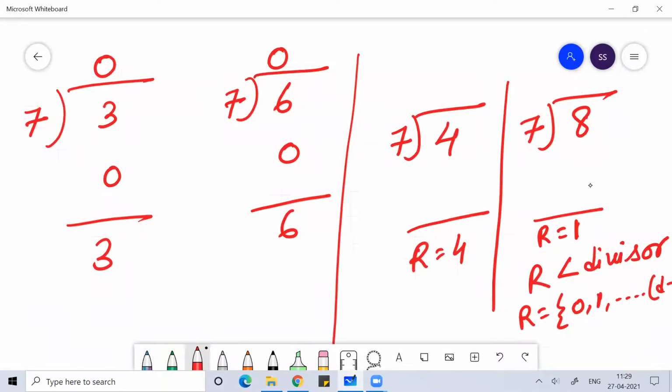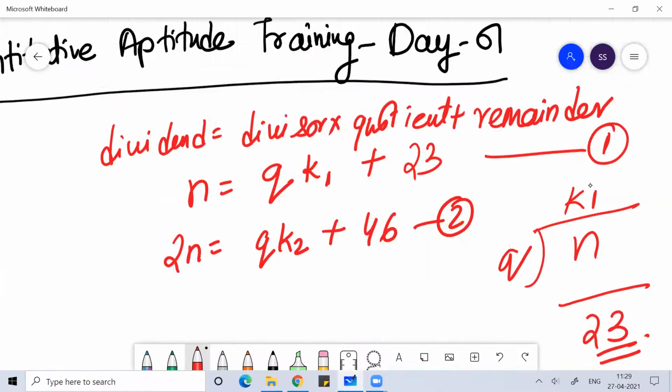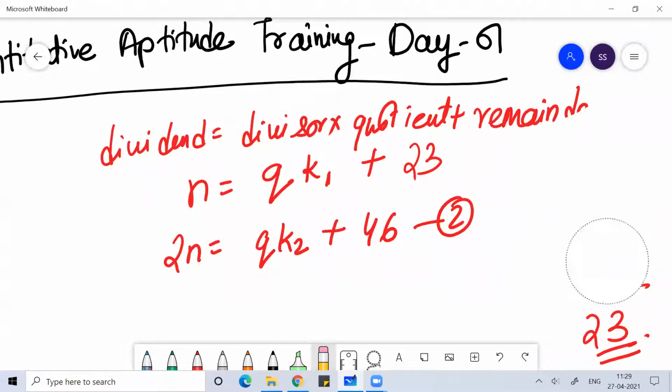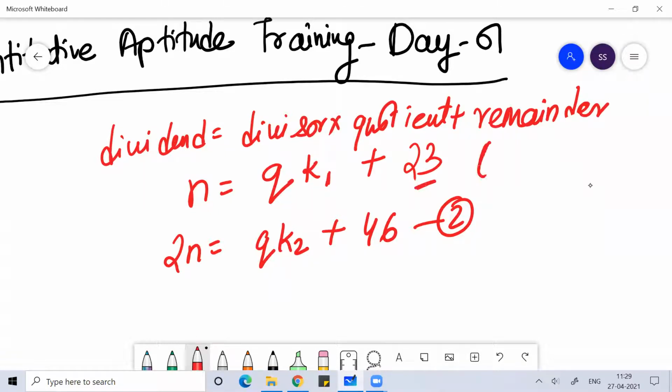Same logic you have to use here. When I'm dividing a number n by some divisor, I'm getting a remainder called 23. What does that mean? That means 23 is less than your divisor. That's why you're getting a remainder called 23.